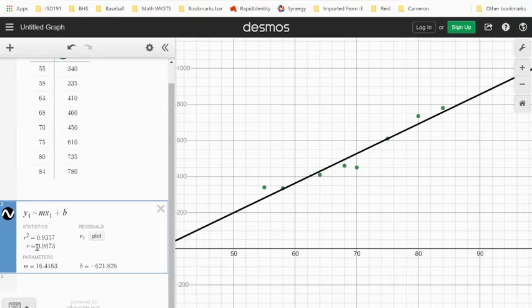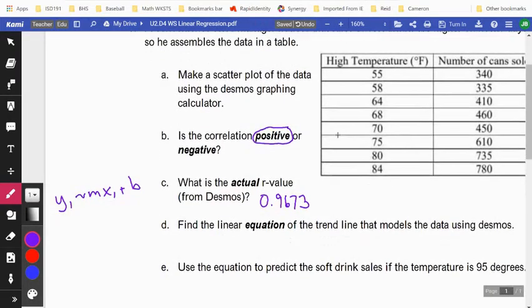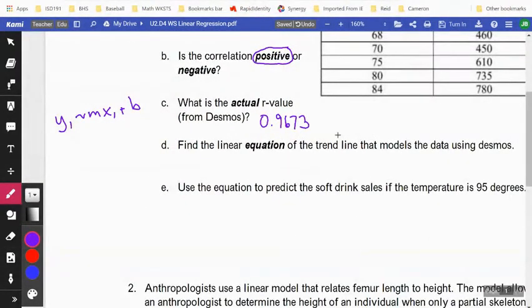I can't select it, but it's 0.9673. Not R squared. I don't want the top number. I want the bottom number there. 0.9673. All right. Part D, the linear equation.